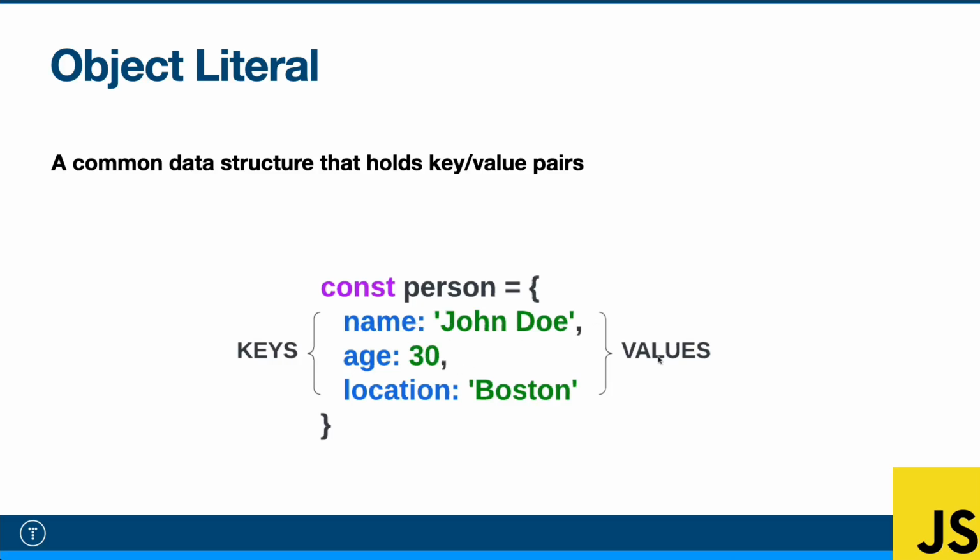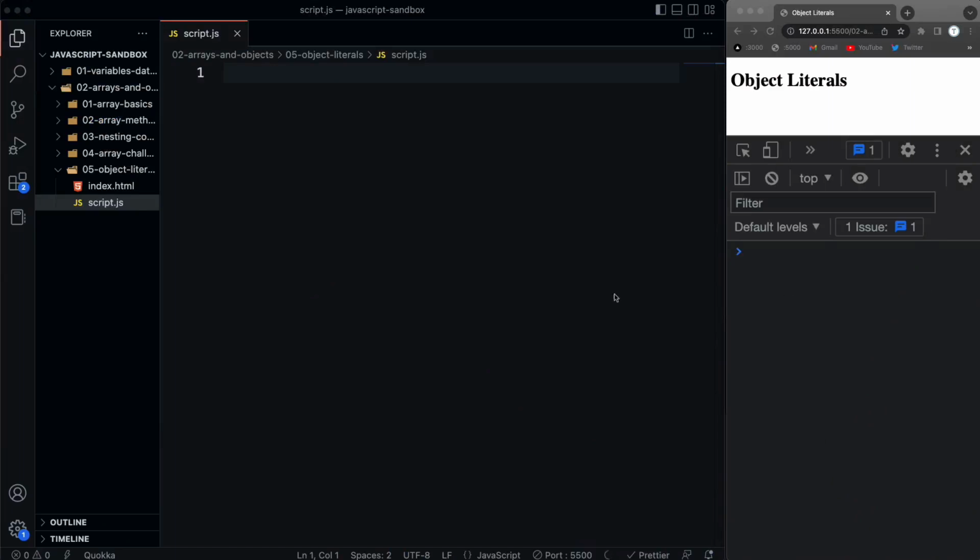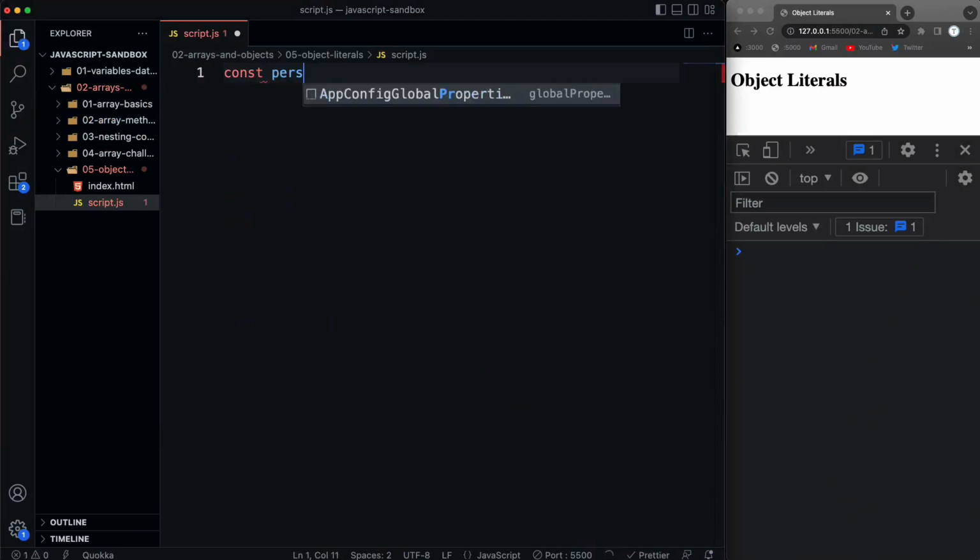And these are keys, these are values. These are also called properties, like this is the name property, this is the age property, and so on. So let's jump into VS Code and let's start to work with objects. So I'll go ahead and just create the same one we just saw.